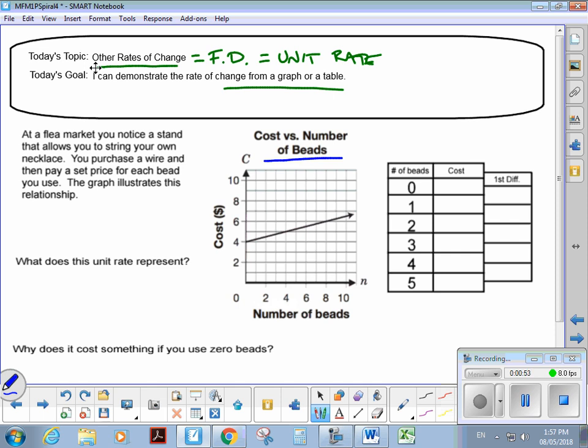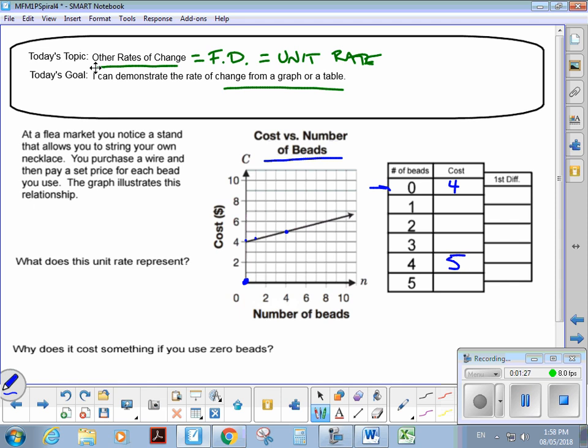Can you come up with a T-chart based on the graph? So let's just make sure we can do that. So at 0 beads, so I'm starting right here, at 0 beads, it will cost me $4. 1 bead, I'm not a big fan, it's tough to read that number. I'm going to go all the way up to 4. So 4 beads will cost me $5. All right, so we're going to figure out what the unit rate is, okay?